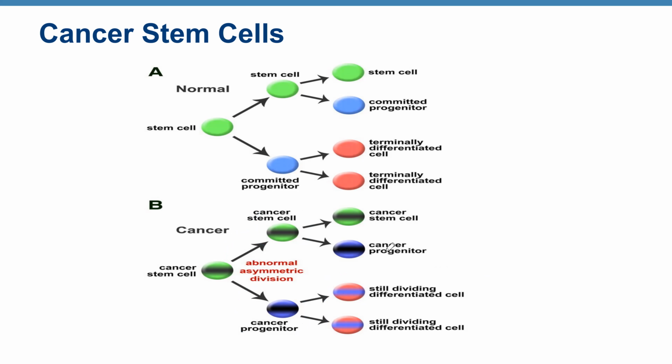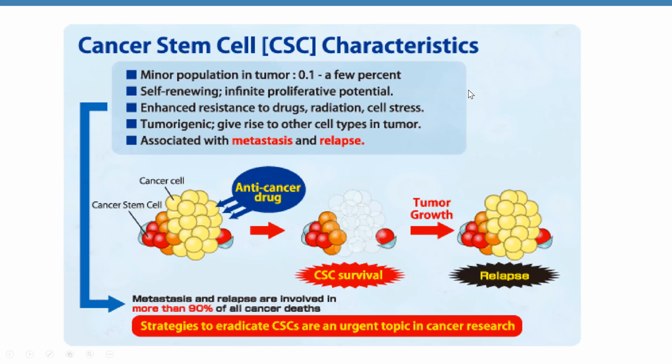So there are similarities, right? And at the same time, with normal stem cells, those mature cells do not divide. In a cancer case, the cells are still dividing. Even differentiated cells are still dividing. So this is how it looks when we talk about a tumor.